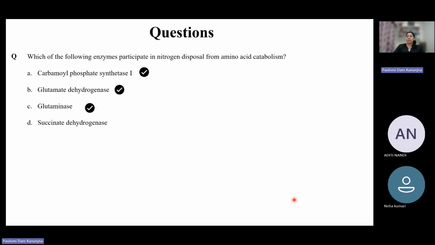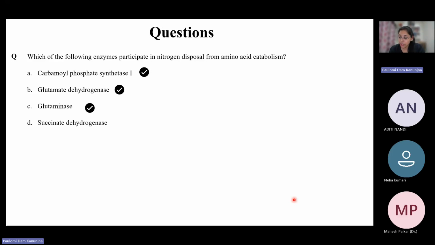So the answers are A, B, C. Out of which I think you gave the answer as A and B, which was correct. So let's look into this. The first enzyme is carbamoyl phosphate synthetase. That was probably the last enzyme that we looked into. It is part of the urea cycle, the first step of the urea cycle, where your ammonia is converted into carbamoyl phosphate. So it is part of amino acid catabolism.